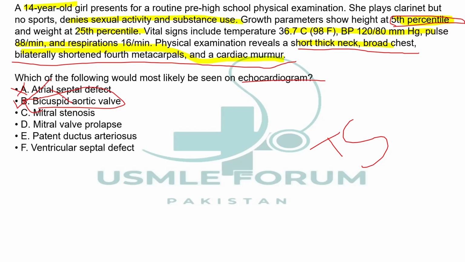Patent ductus arteriosus, again, would present in a neonate or an infant at most as a continuous machine-like murmur, which is not given, and no symptoms as well. And VSD is obviously not there. Although very high yield, it is associated with Down syndrome. It can present as a holosystolic murmur. Okay, so this is it for this question.